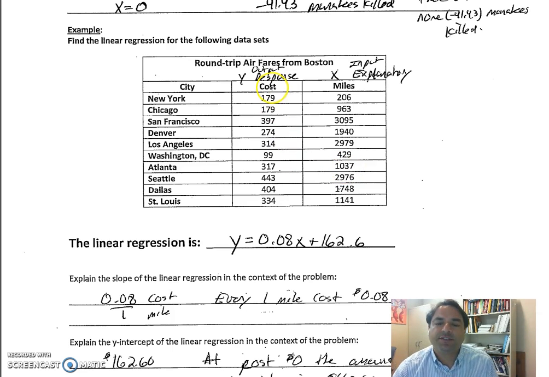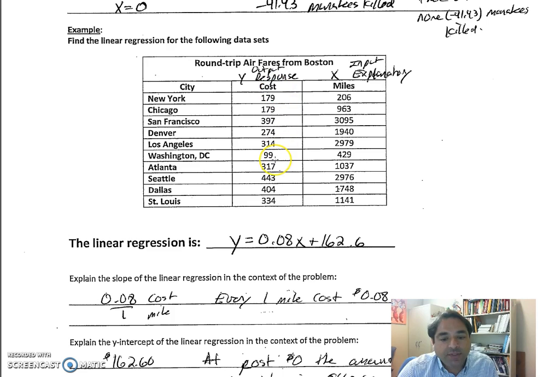So does the cost determine the miles or the miles determine the cost? So in this example, I'm going to make miles x, my input, my explanatory. I'm going to make the output y, my cost. Then, still not touching the calculator, but miles, we need to make a window. The lowest is 206. The highest is 3,095. So maybe from 0 to 3,500, counting by 500s, or 0 to 4,000, counting by thousands. Again, you decide based on the data.